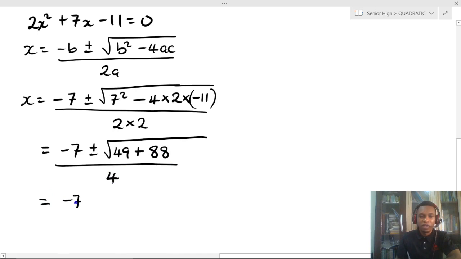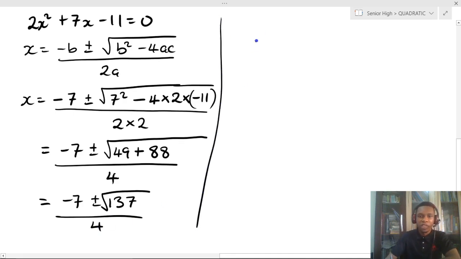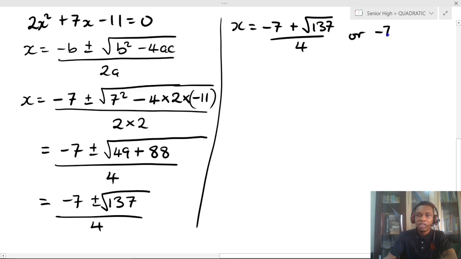Continuing, we have minus 7 plus or minus square root of 49 plus 88. Now 9 plus 8 will give us 17. So that's 7 carry 1. So add it to your 5. 5 plus 8, we have 13. So that's 137. So that's square root of 137 over 4. Now, this is the kind of question I've been waiting for. So now this one, we have that our x is equal to minus 7 plus root of 137 over 4, or minus 7 minus root of 137 over 4.